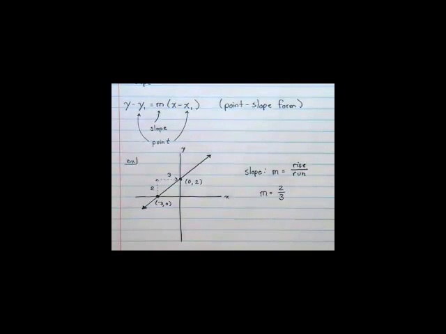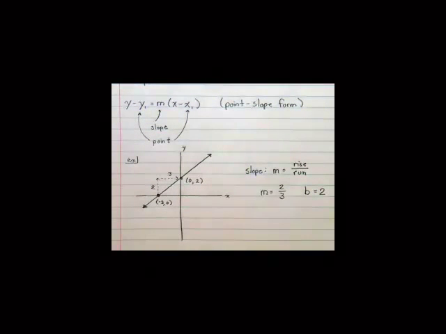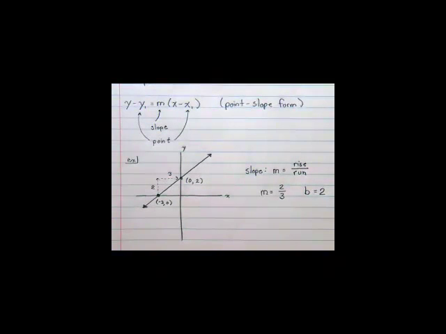Okay, so we got the m. What else do we need now? The y-intercept. Okay, and what is the y-intercept? 2. It's one of the points I gave you on there, right? It's 2. So the b is 2, right from the graph. Okay, so we know those two things. All we do is copy down that slope-intercept form, put those numbers in, we're done.